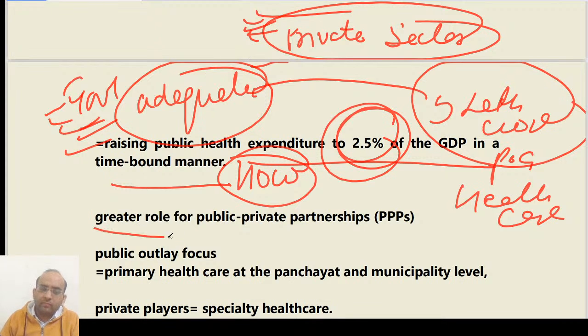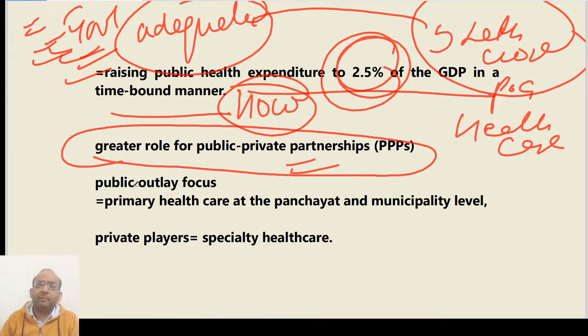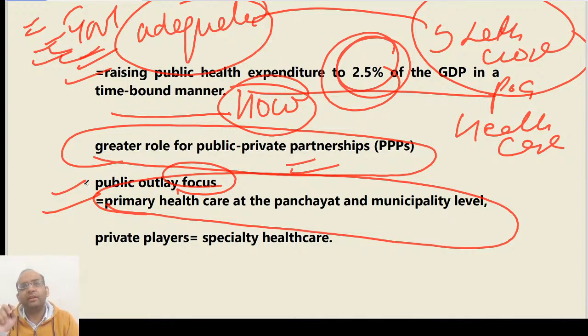So it says we should encourage public private partnership in the health sector. Like land would be provided by the government, hospital would be built by the private sector. Electricity would be provided by the government, the nurses and doctors would be provided by the private sector. And public expenditure would focus on primary healthcare at panchayat and municipality level, because at this level the private sector is quite hesitant to establish hospital chains because it is the least profitable sector of health.